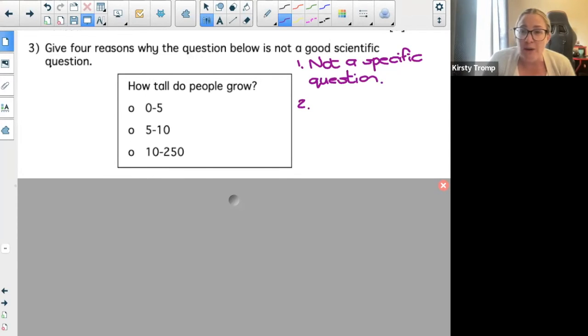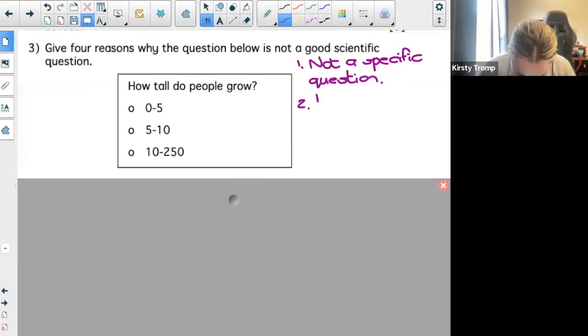But at the moment, how it's being asked, it's not a specific question. Let's go to Melo. Hi, Melo. I feel like the intervals are not equal. Fantastic. Well done, Melo. So we've got intervals, so 0 to 5, and then we've got 5 to 10, and then we've got 10 to 50. So if you were a 5, how do you pick the first one or the second one? And then if you were a 10, how do you pick the second one or the third one? So the intervals aren't right, okay?